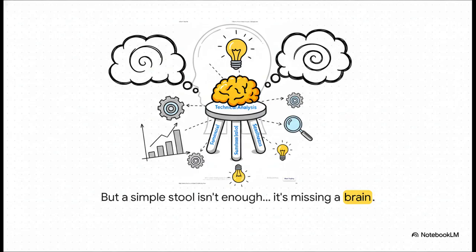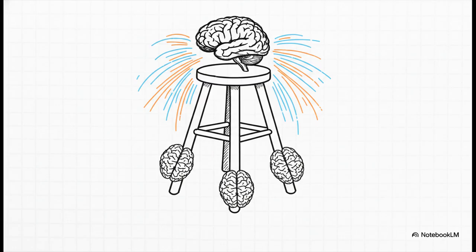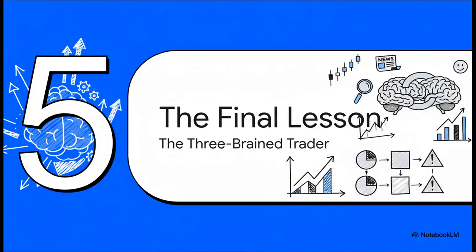But wait a second, there's a little problem with this metaphor, isn't there? A stool is just a thing, it's passive. And trading is all about thinking and analyzing. So our stool is missing a really key component, a brain. And you know what? It actually needs more than just one brain. To truly get a handle on the market, you need to develop three different ways of thinking, one for each type of analysis. And that brings us to our final and honestly most important lesson. This is the mindset, the mental model you've got to build if you want to become a consistently successful trader.